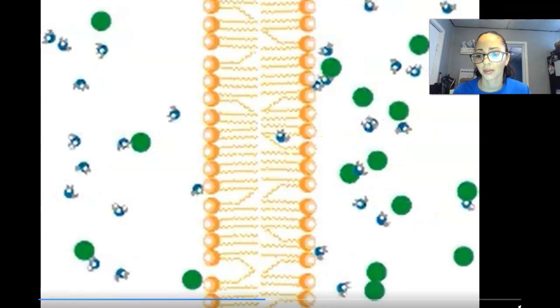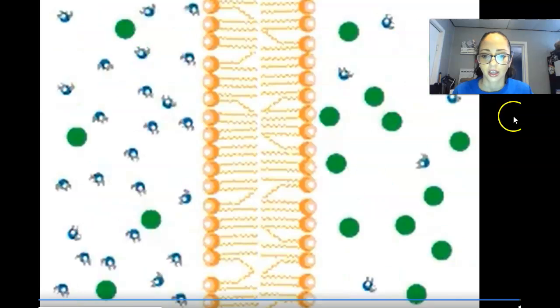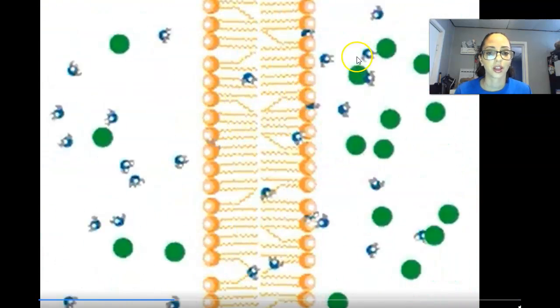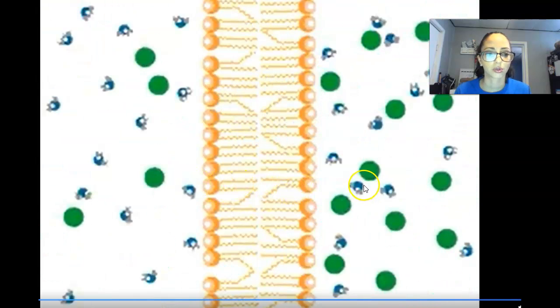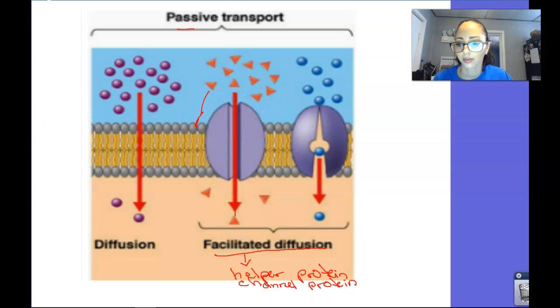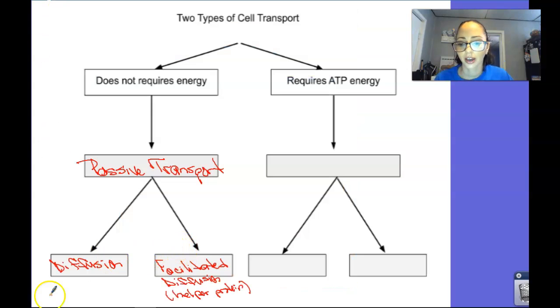If you see in this animation, smaller molecules can cross through the cell membrane. These bigger molecules over here are not able to. So those molecules will need a transport protein to help them cross. So going back to our diagram, we have diffusion, facilitated diffusion, and I put here helper protein. So you can remember why it's called facilitated, right? These proteins are helping out, facilitating that cross from one side to another of those molecules.